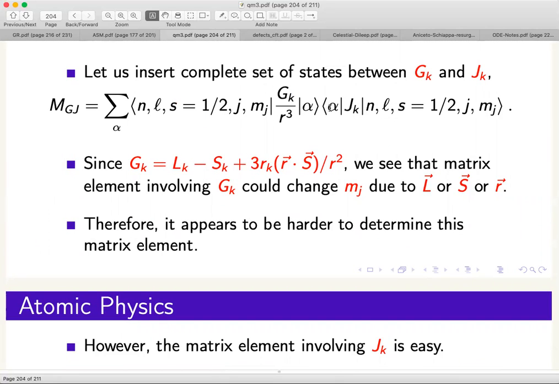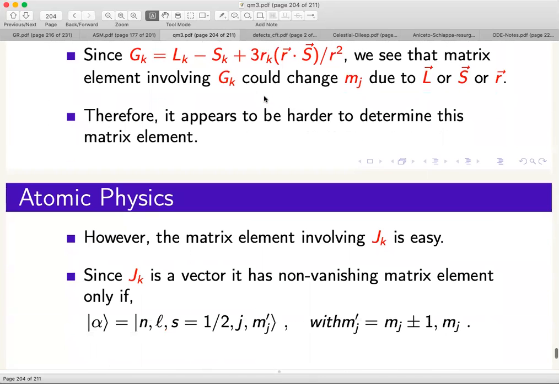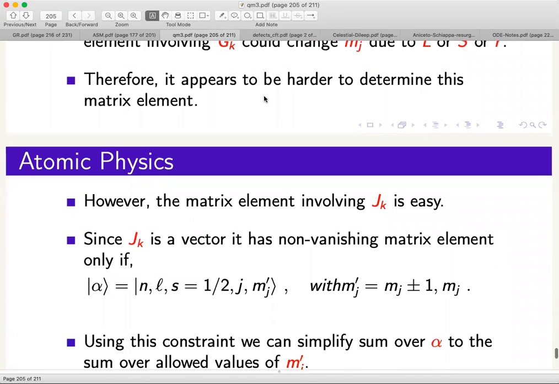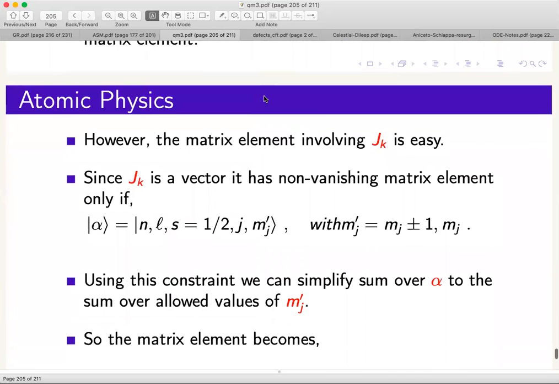Now this state has to be the same alpha simply because you are substituting a decomposition of identity. So once you know this alpha, you know this alpha. Then all you need to check is that, for the alpha for which JK has a non-trivial matrix element, this matrix element is non-zero. So that is the exercise that we will do. Does this sound okay?